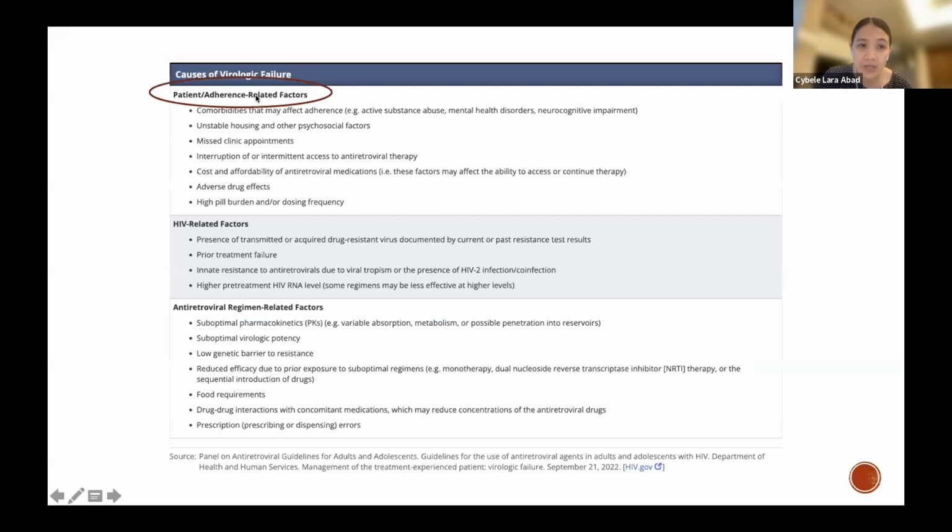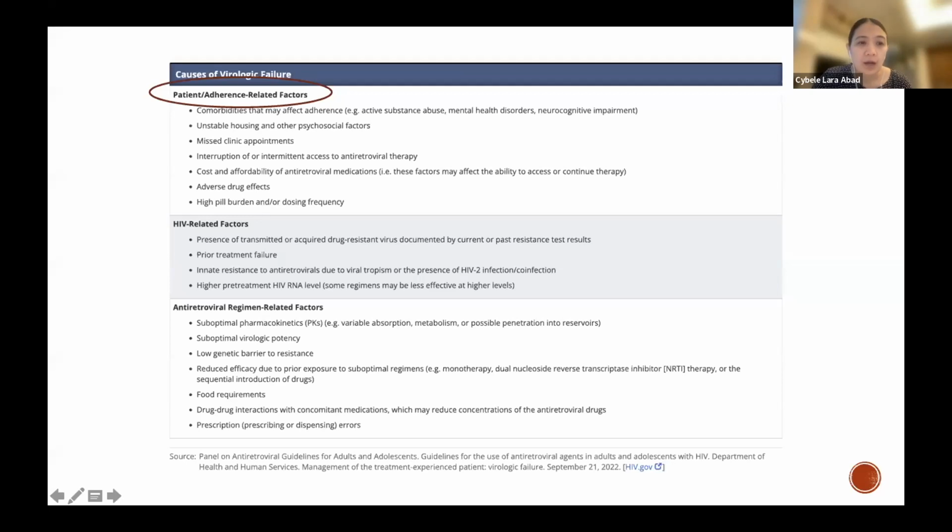So you want to address patient or adherence-related factors. For this particular patient, it really is adherence that's the problem because of his poor psychosocial support and his mental health disorders. So maybe you can ask him to seek behavioral therapy with a psychiatrist, or maybe you can do it yourself. Maybe he wants a low-dose antidepressant or things like that.